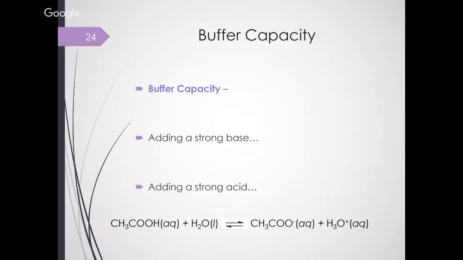So your buffer capacity comes from how much weak acid there is, what is the concentration of your acid-base pair? Is it 1 molar and 1 molar, or 5 molar and 5 molar, right? The higher the concentration of your respective things gives you a better buffer capacity, because once you react it, it's all gone. So like in your body, your most common one is carbon dioxide, carbonic acid, and bicarbonate.